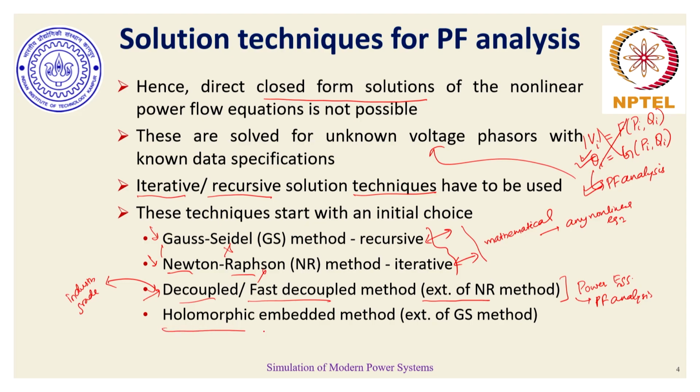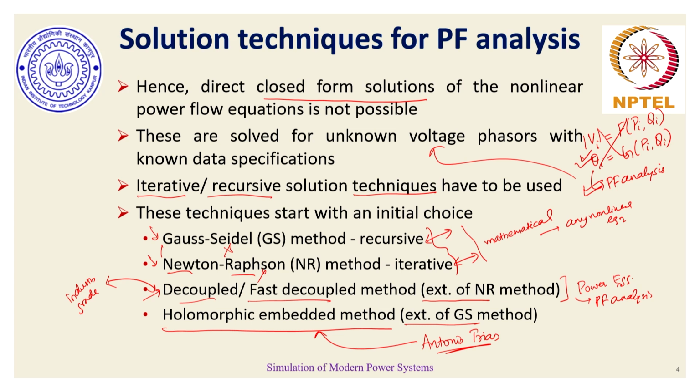The last technique, that is holomorphic embedded method. It was invented by a physicist named Antonio Trias, not very long ago, somewhere in early 2000 or late 2000. Antonio Trias, a physicist, reported or filed a patent where he mentioned that holomorphic embedded method, which draws its inspiration from Gauss-Seidel method, is a further advanced technique which can be used to solve power flow equations.